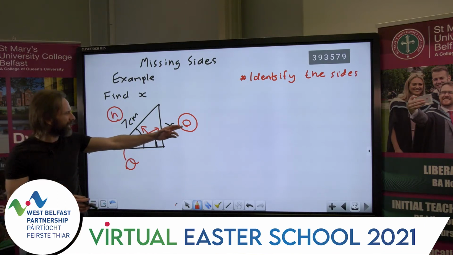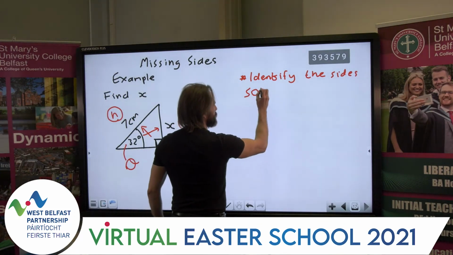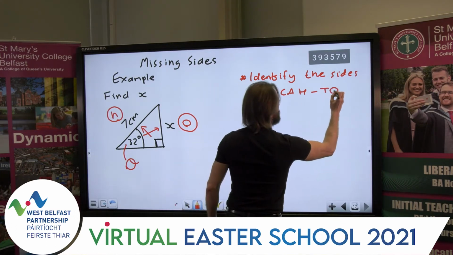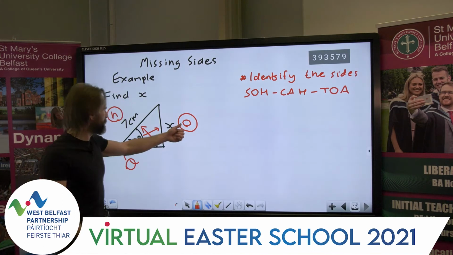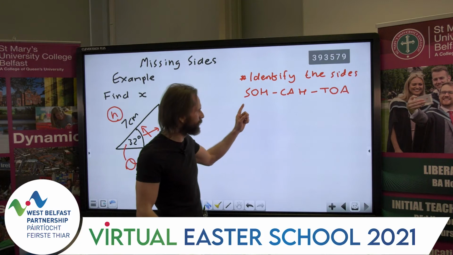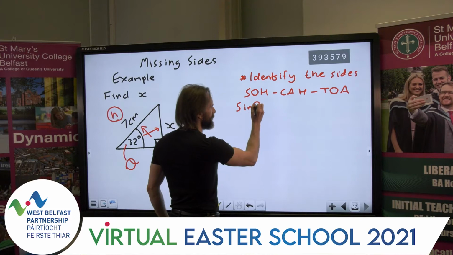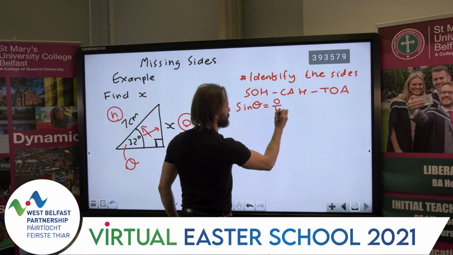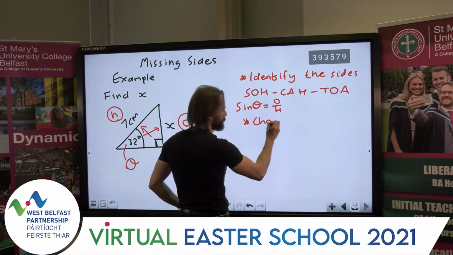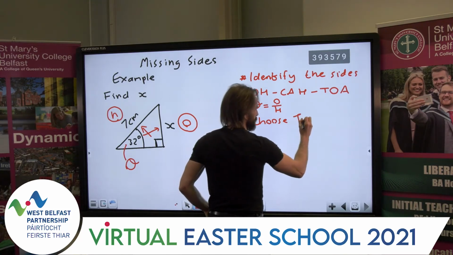And if I consider that I'm using opposite and hypotenuse, I'm just going to refer back to SOHCAHTOA. If I'm working with opposite and hypotenuse, which one of these, SOH, CAH, or TOA, contains O and H, opposite and hypotenuse? Well, it's this one. So this is sine beta equals opposite over hypotenuse. So that is the second step: once we've identified the sides, we choose the correct trig function. And we do that by using the sides we've identified.